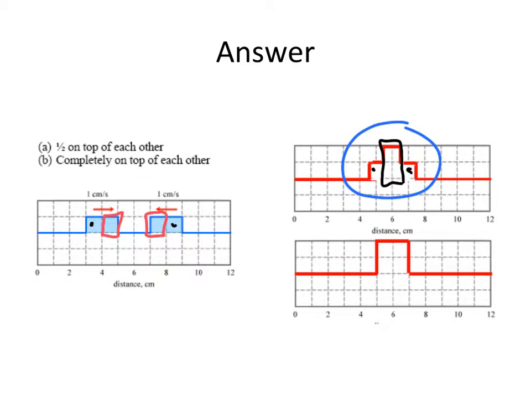In part B, when the waves are completely on top of each other, you have this entire box or rectangular waveform stacked on top of this entire rectangular waveform, and you get a large rectangular waveform with twice the amplitude. So it's twice as big.